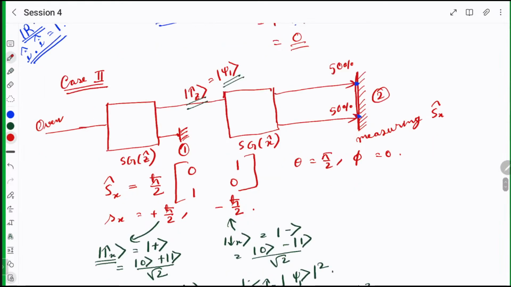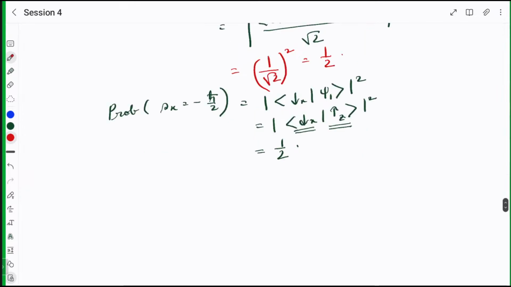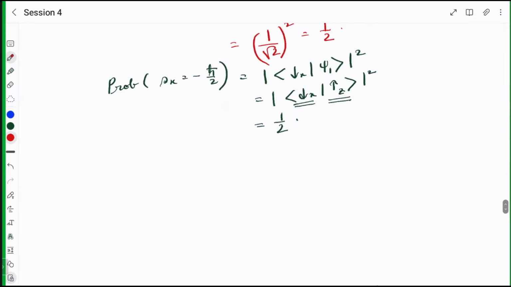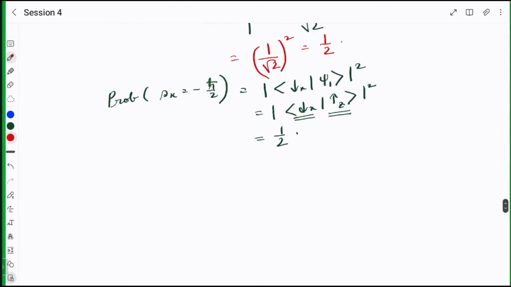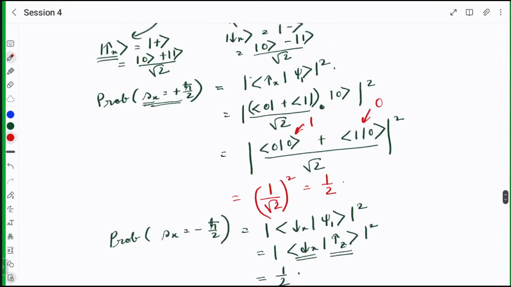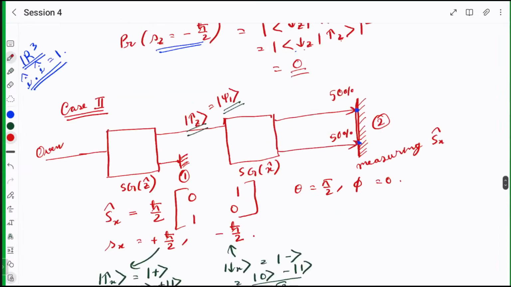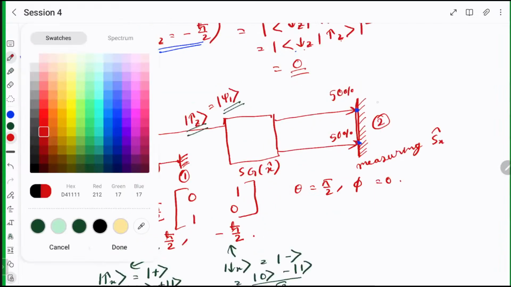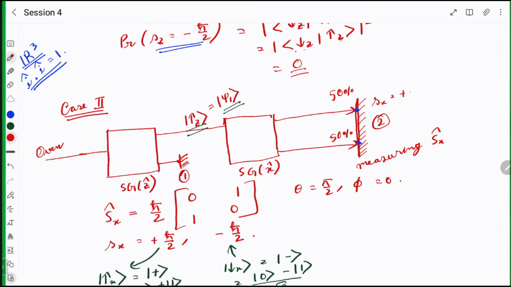Okay, right now let's consider case 3. Is this one clear to everybody? Is there any question? Also, I should mention that when it hits here, we know that it is in Sx plus h cross by 2, and after it hits the screen, it collapses to up x and Sx minus h cross by 2.